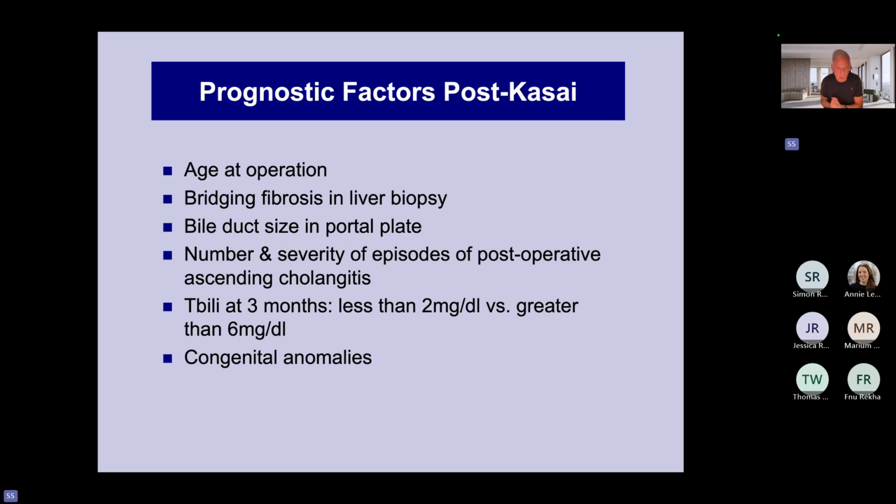Perhaps the most important prognostic factor is the total bilirubin at 3 months. If it's less than 2 milligrams per deciliter, that indicates a much better prognosis. If jaundice persists, that suggests that liver failure is going to be on its way. And for those patients who have multiple congenital anomalies, obviously, the prognosis is worse.